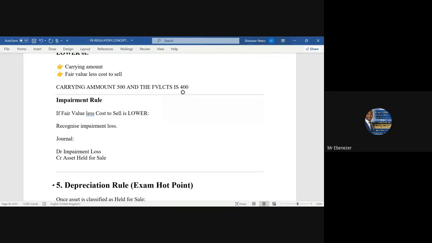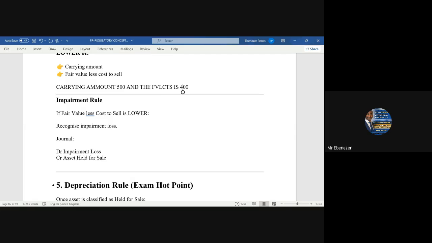That's the first entry you will do before you go ahead and do the second entry once you have sold the item. Let me come again. When the carrying amount is higher than the fair value less cost to sell, there will always be impairment. And once there is impairment, the journal entry is as simple as ABC. Just debit your P&L with impairment and then credit the asset held for sale before you sell the asset. So it will now reduce the value of the asset to 400 in your book.